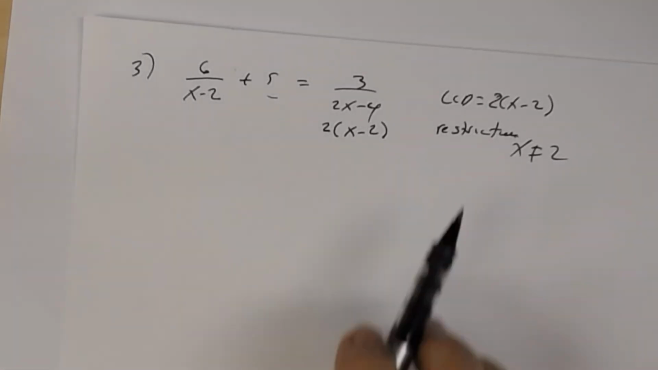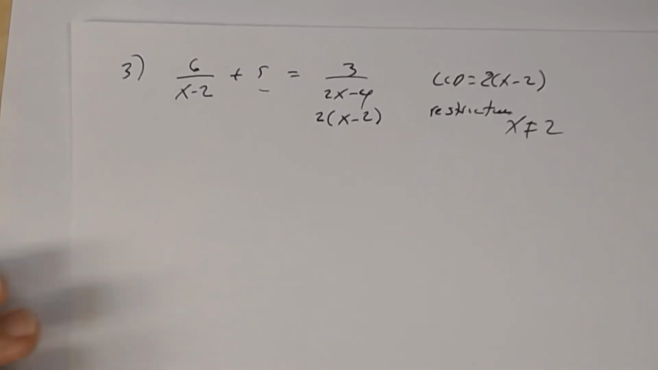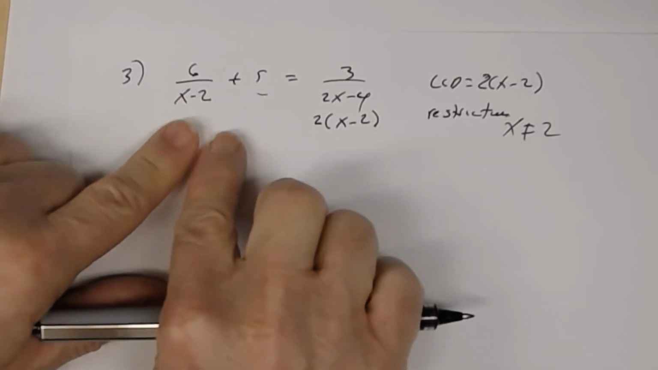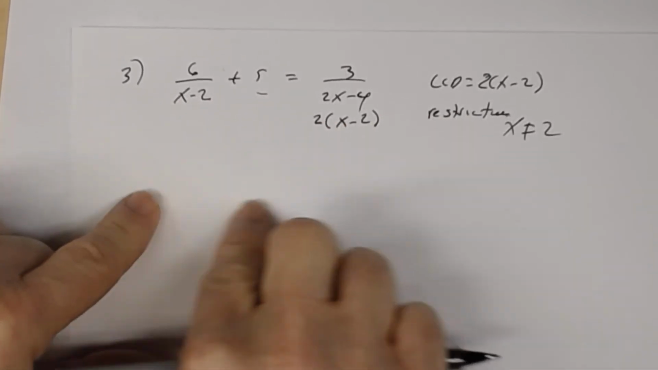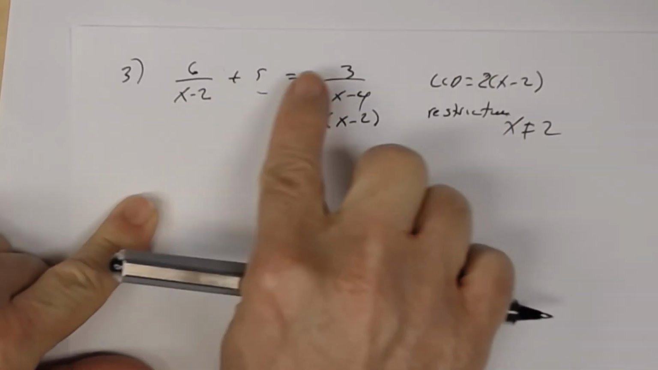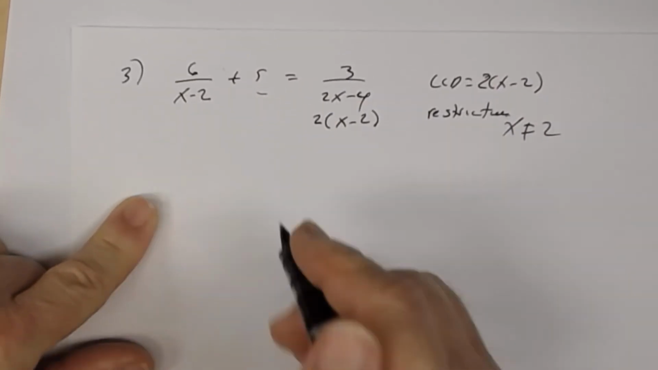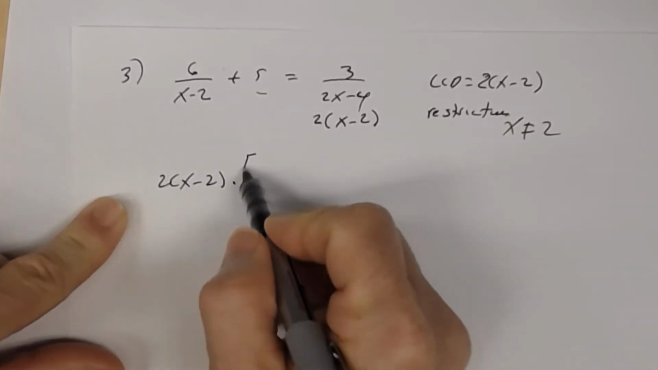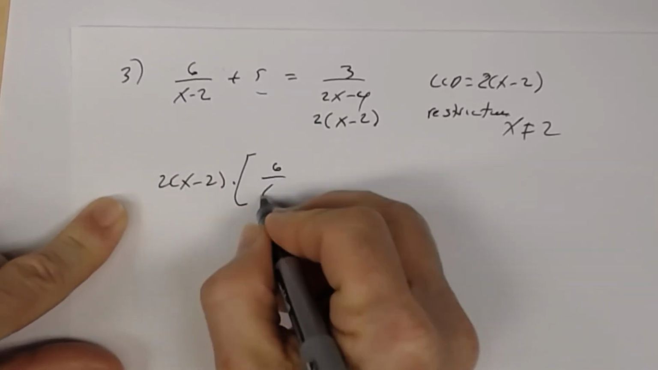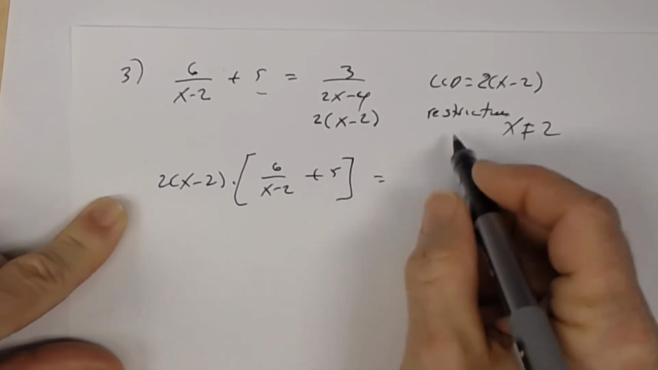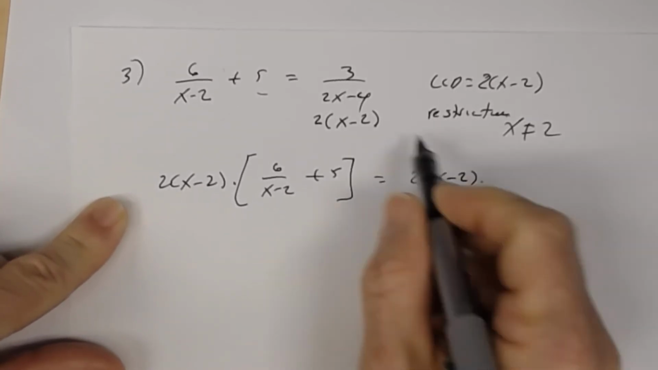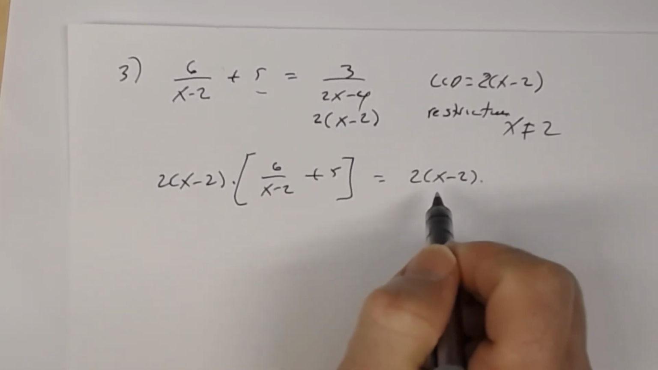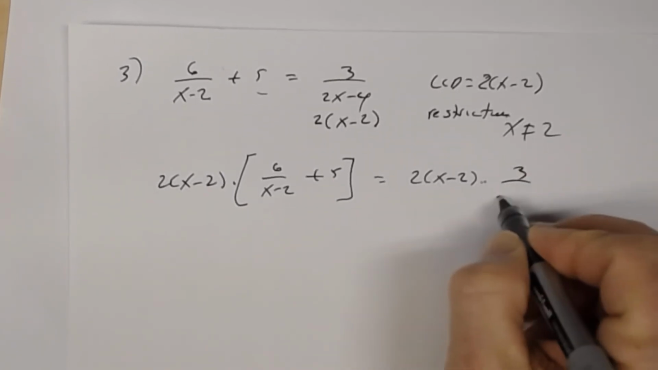All right, now once you find your LCD and once you find your restriction, then let's go ahead and multiply both sides by the LCD. Since I have two rational expressions here, I'm going to put that in parentheses when I do the next step. So it's your LCD times the left side and the LCD times the right side. So I get 2 times x minus 2 times the left side, 6 divided by x minus 2 plus 5, equal, and then the LCD times the right side. Now, remember what we said earlier, always make sure you use the factored part when you get to this step. So times 3 divided by 2 times x minus 2.